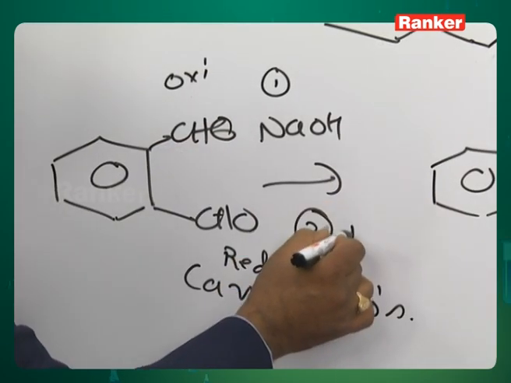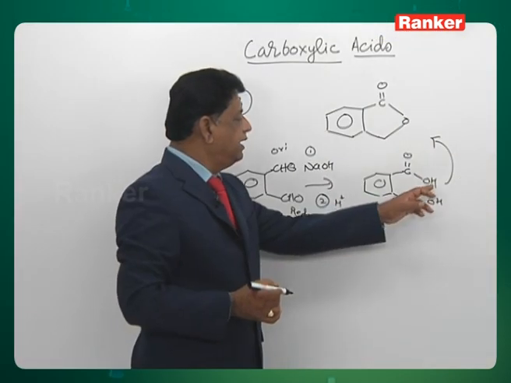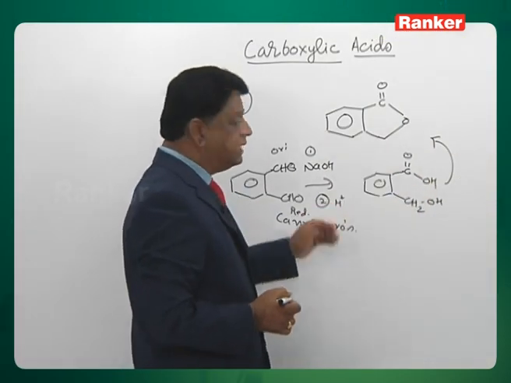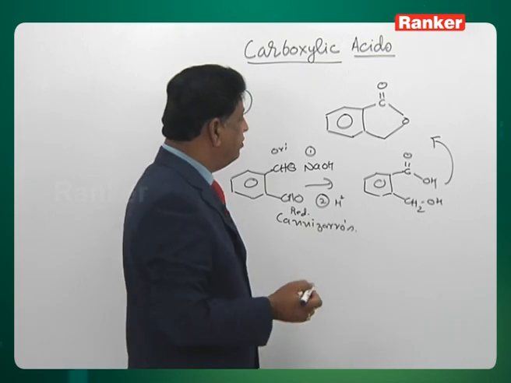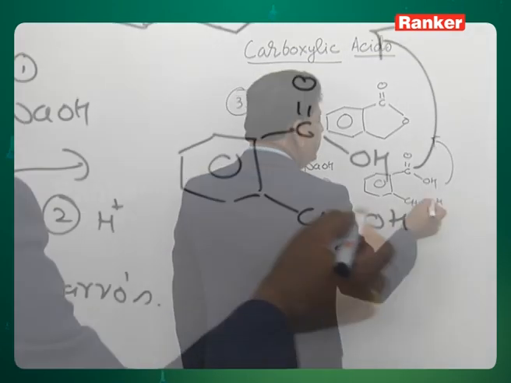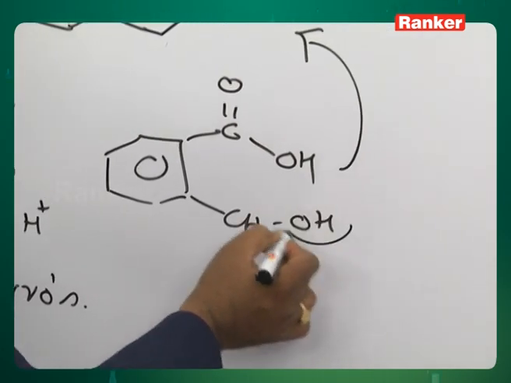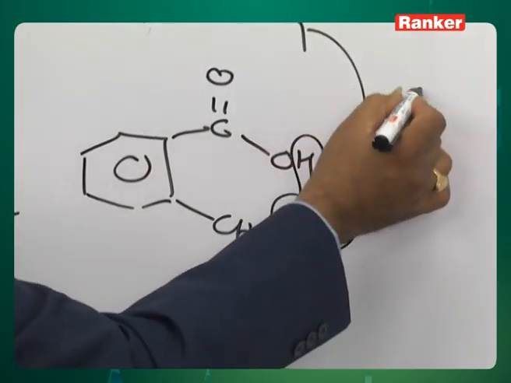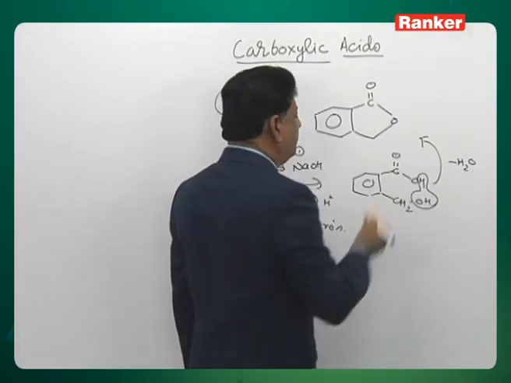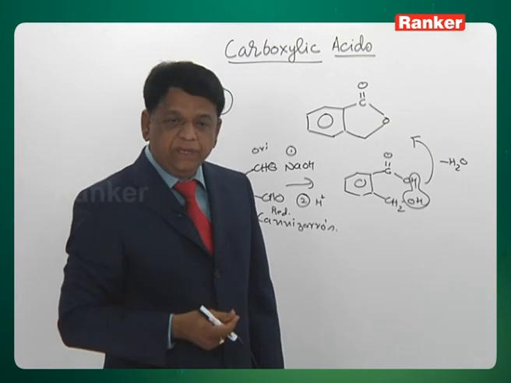So, followed by acidification means the sodium salt of the acid will become acid. So, in the acidic medium, acidification is also favorable. So, therefore, what is happening? The acid and alcohol eliminates the water, minus water, and this lactone is formed. Okay. So, therefore, the option C is right.